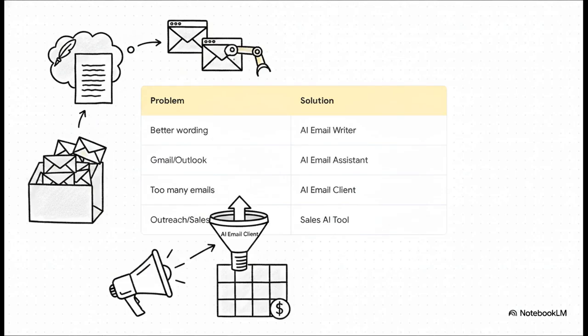If you just need better wording or a little help structuring your thoughts, you want an AI email writer. Hate copying and pasting and want help generating replies directly inside Gmail or Outlook? Well, then you need an AI email assistant. If your entire inbox is just an overwhelming mess and you're drowning in unread threads, you need an AI email client to summarize things. And if you're sending outbound campaigns to dozens of prospects, you need a specialized sales or marketing AI tool. Understanding this map right here prevents you from overbuying complicated software you simply don't need.